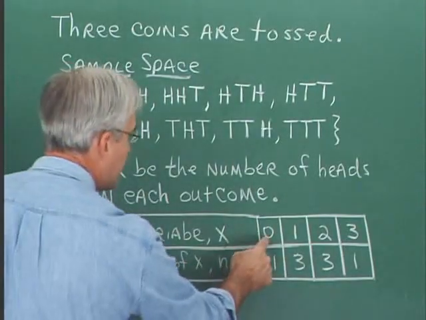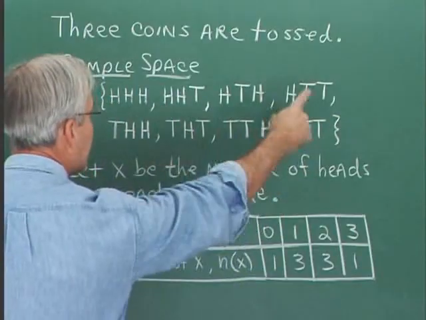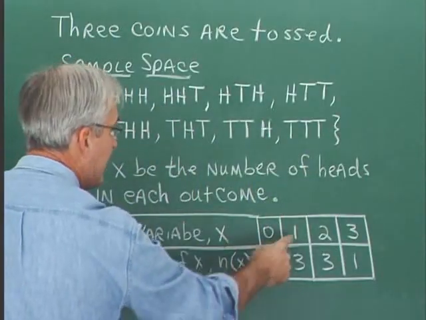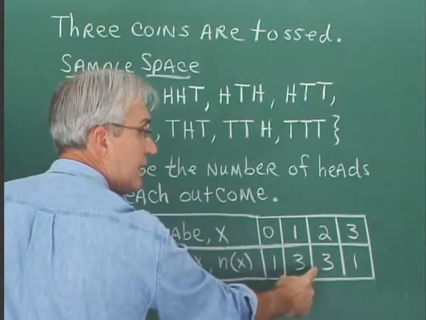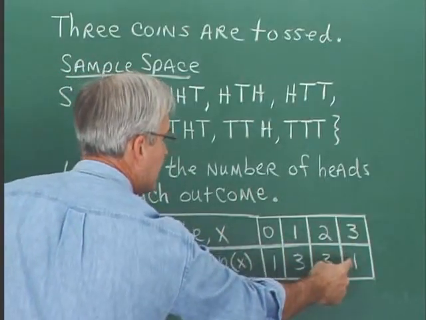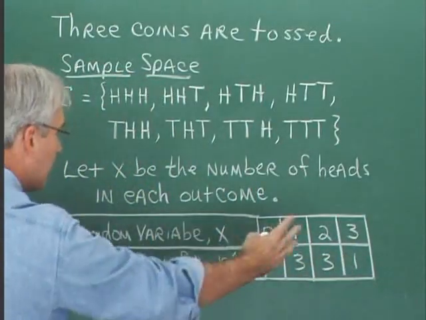Well, let's see, for 0, no heads. How many of those have no heads? One of them. How many have one head? If you count through, you get 3. How many have 2 heads? 3 of them. How many have 3 heads? Just one of these. So that's a frequency distribution.